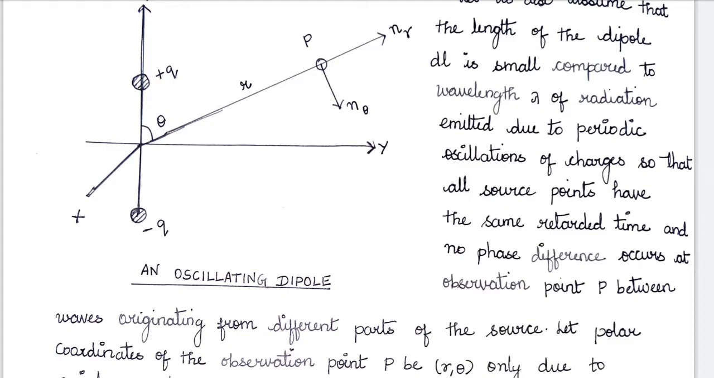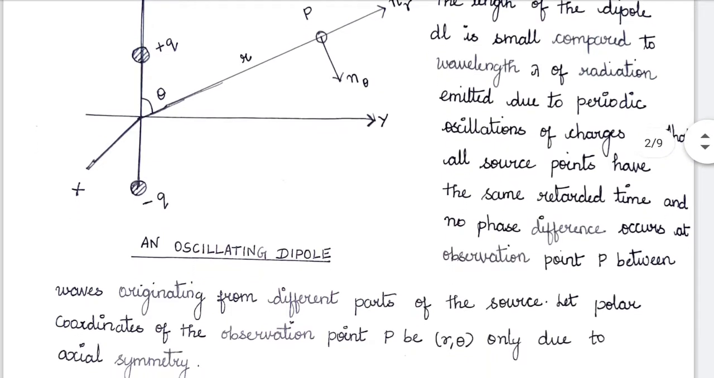So we have a point P at a distance r from the origin, the point of observation, and this point can be written in terms of the spherical polar coordinates r, theta and phi. Due to the axial symmetry, there is no phi dependence here.